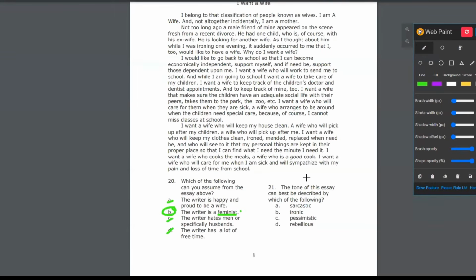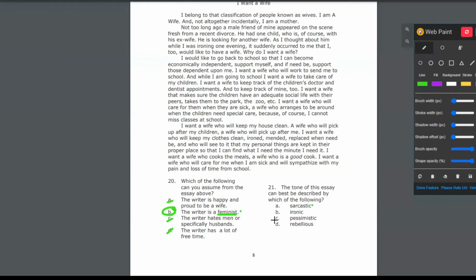All right, 21. The tone of the essay can best be described by which of the following? Well, we talked about it a couple times, but first one, sarcastic, which we know, of course, is the right answer. But let's just say if you were at the test and you didn't get that part, right? We can just go through the other ones. So ironic, pessimistic, and rebellious.